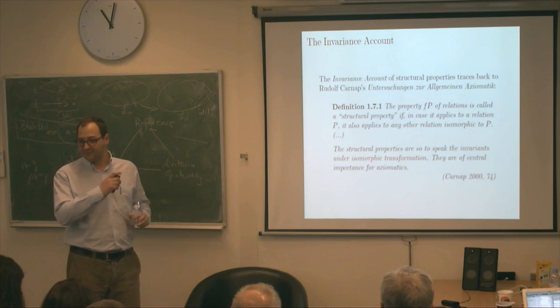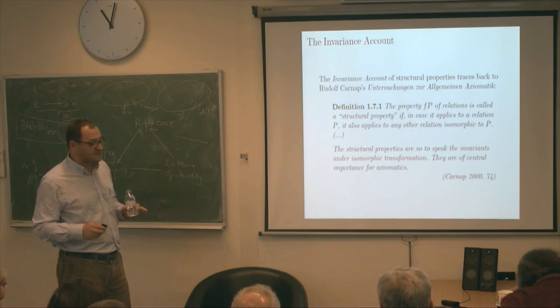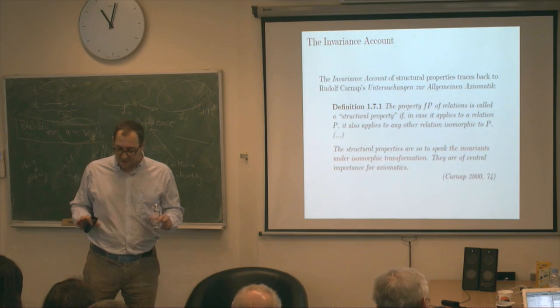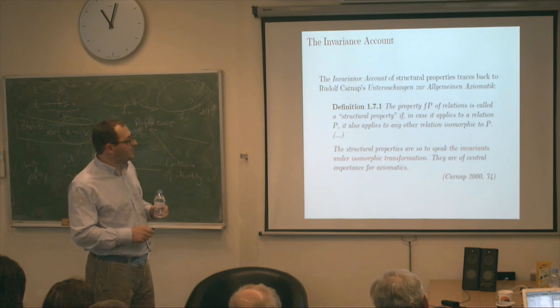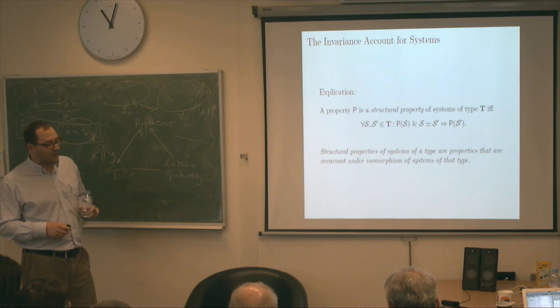And this recalls the earlier passage that I quoted, where he said that theorems basically investigate the structural properties that follow from an axiom system. So this is the kind of background here. Well, this is defined for relations generally, and given our discussion of two ways of representing mathematical objects, we want to get an invariance account for both systems and atoms. So the proposal is this one. This is for an explication of structural properties for systems of a given mathematical type.